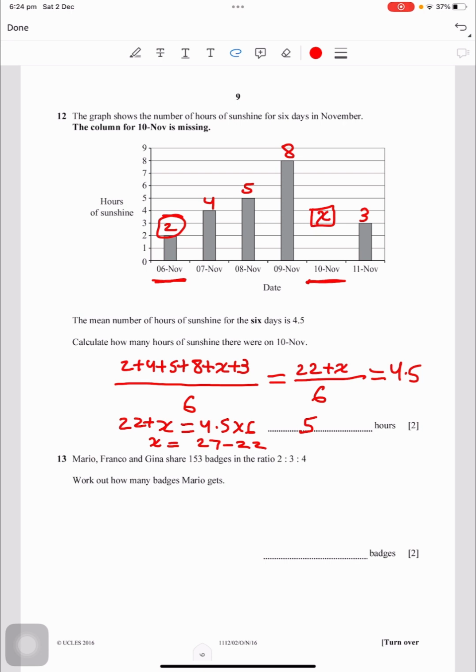Question number 13. Mario and Franco and Gina share 153 badges in the ratio 2:3:4. Work out how many badges Mario gets. Okay, for this, first we can add these together. So 2 plus 3 plus 4 is equal to 9. Mario is getting 2, so we can write 2 up here. Then we take 2 ninths of the total number of badges, 153, which is equal to 34. So 34 badges is the number of badges Mario gets.